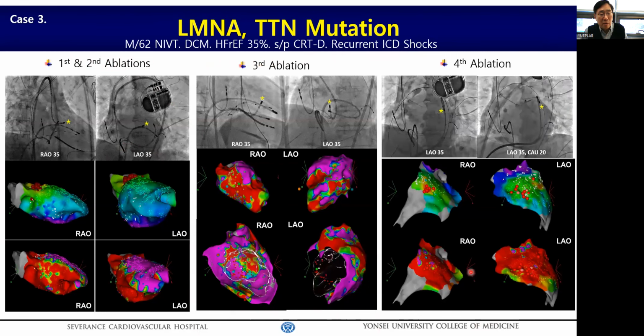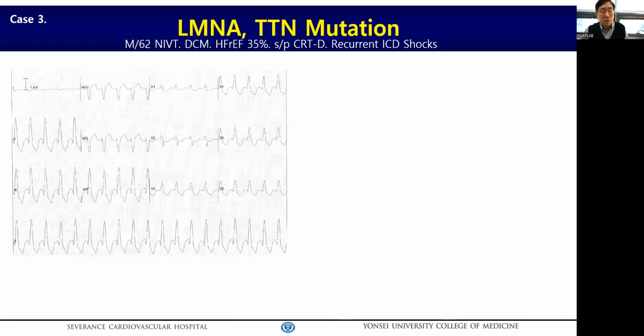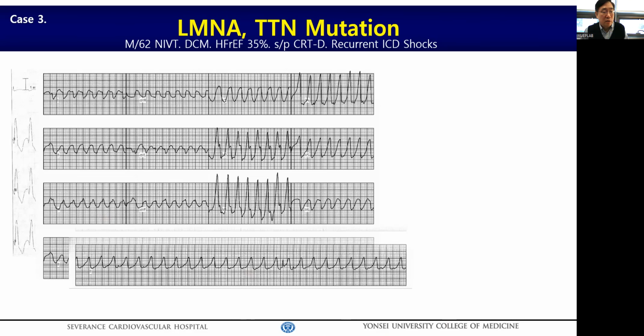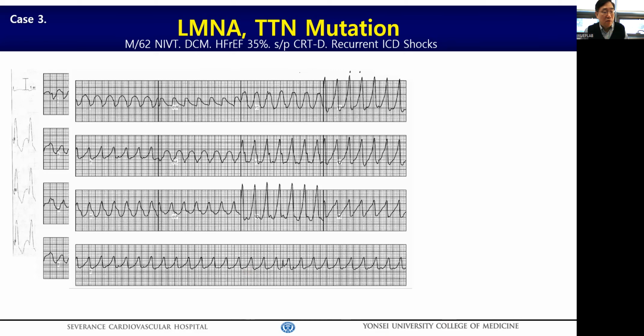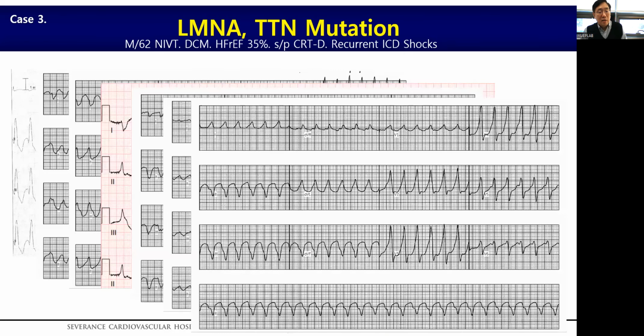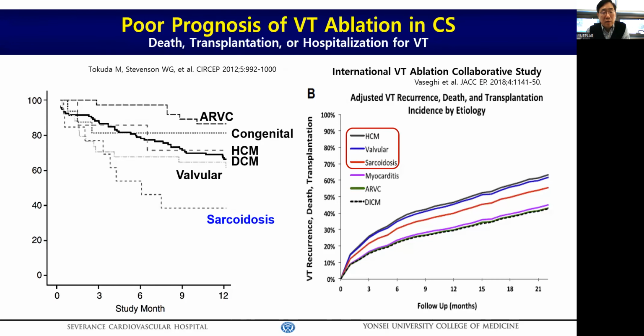Final ablation was done at the mid-anterolateral epicardial side. Although the frequency of ICD shock decreased remarkably, he still has occasional ICD therapies, so we included him in the transplantation list. This patient showed so many different VT morphologies. This is the first one, totally different, 2, 3, 4, 5, 6, and 7, maybe further. It has been proven that the outcome of VT ablation in patients with cardiac sarcoidosis is very poor.